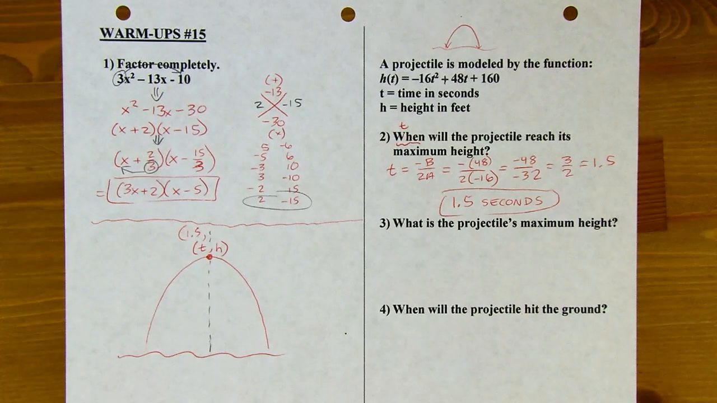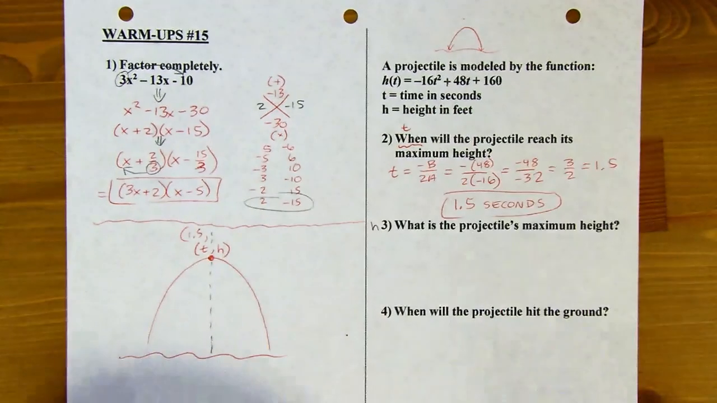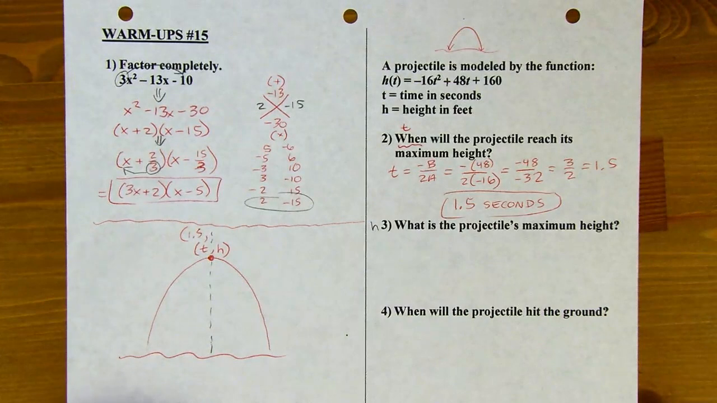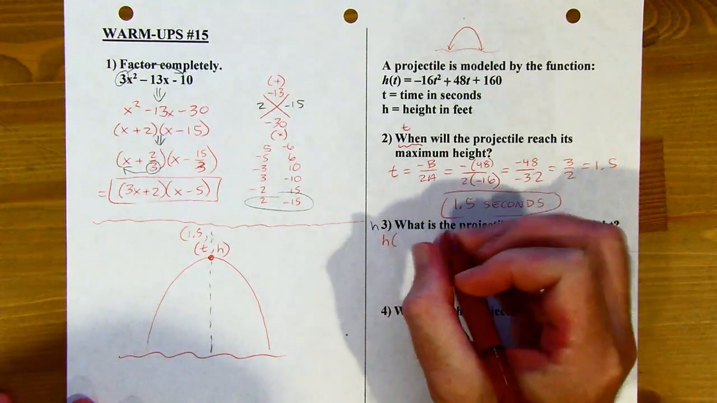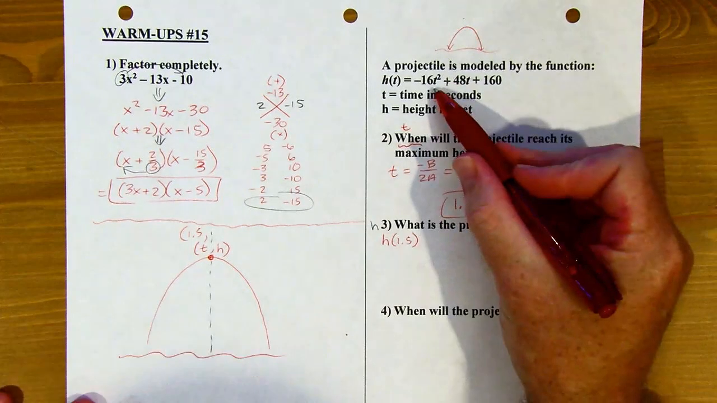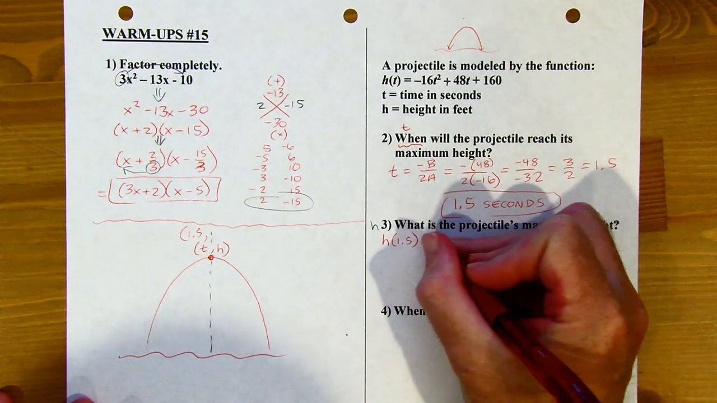What is the maximum height? Then I'm asking for the h value, right? So I need the h value at the vertex. Let's go ahead and find it. I already know that it's going to reach its maximum height at 1.5 seconds. So I'm just going to input 1.5 in for t and see what h goes with it.